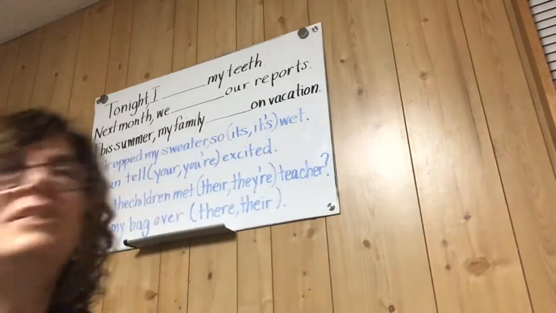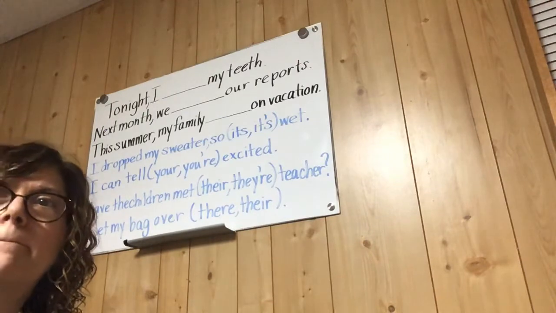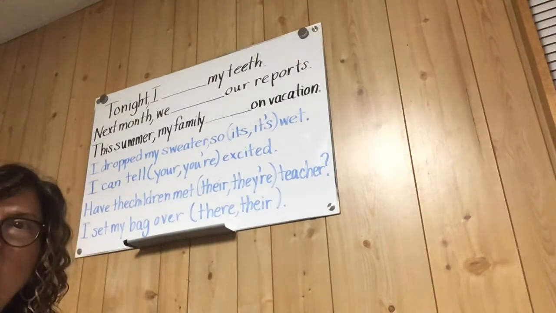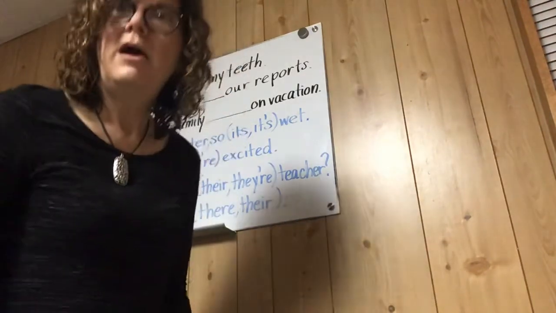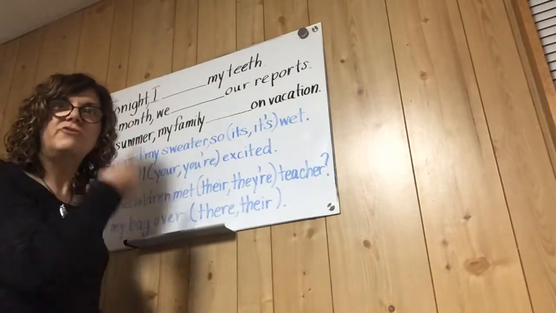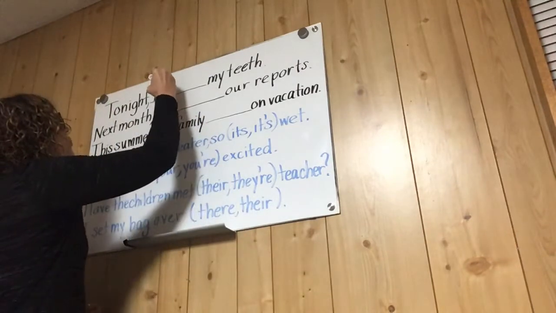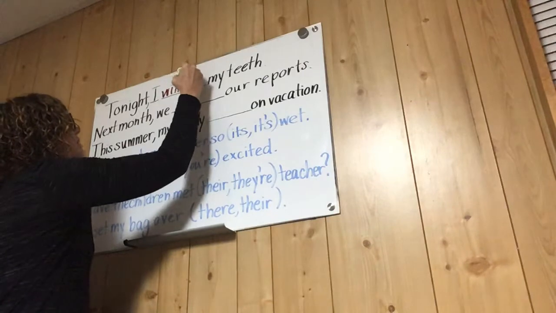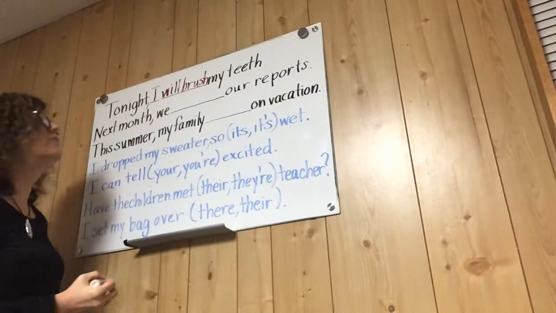So if you look at that first sentence up there, it says, tonight I blank my teeth. All right? There's one word that comes to mind about what you're going to do to your teeth at night, and that would be brush. But since we're talking future, tonight is in the future, it hasn't happened yet, we need to say will and then say brush. That is future tense for the verb.